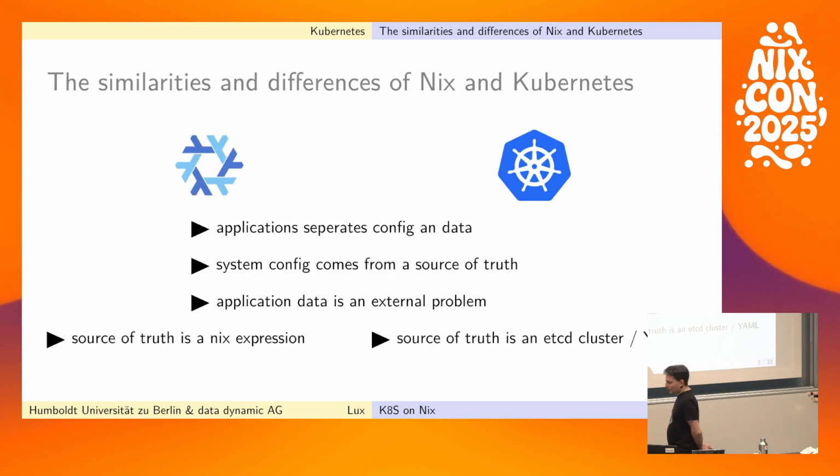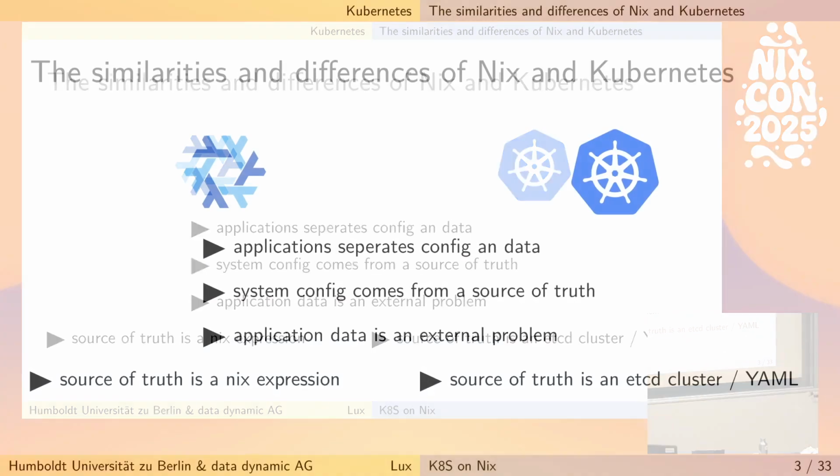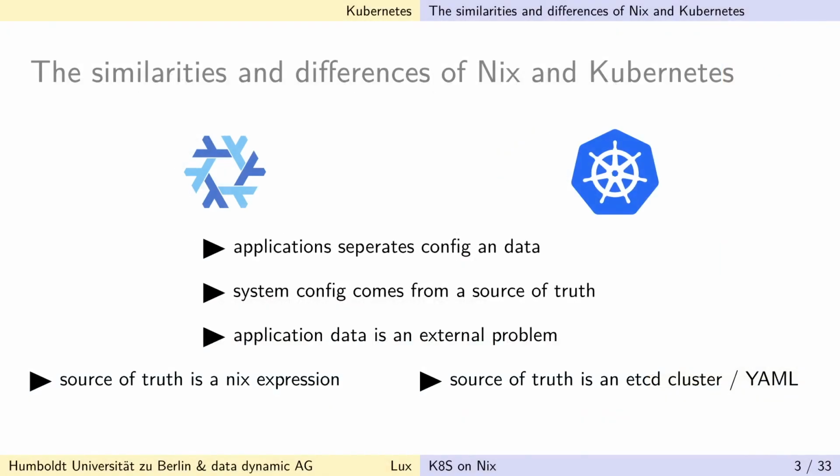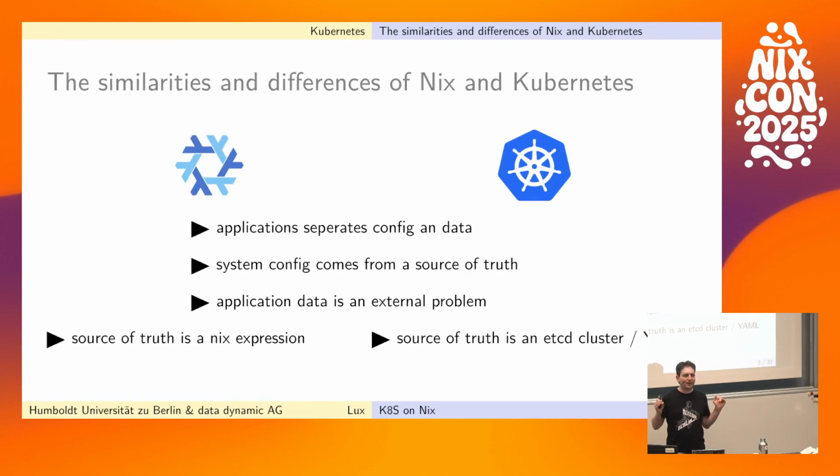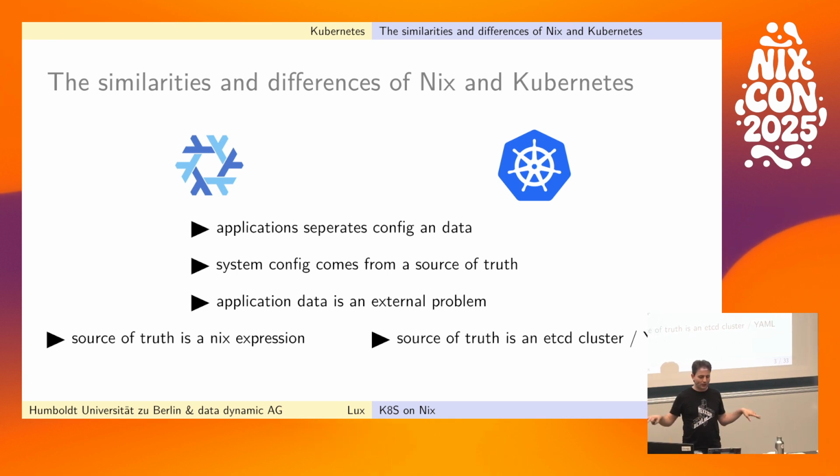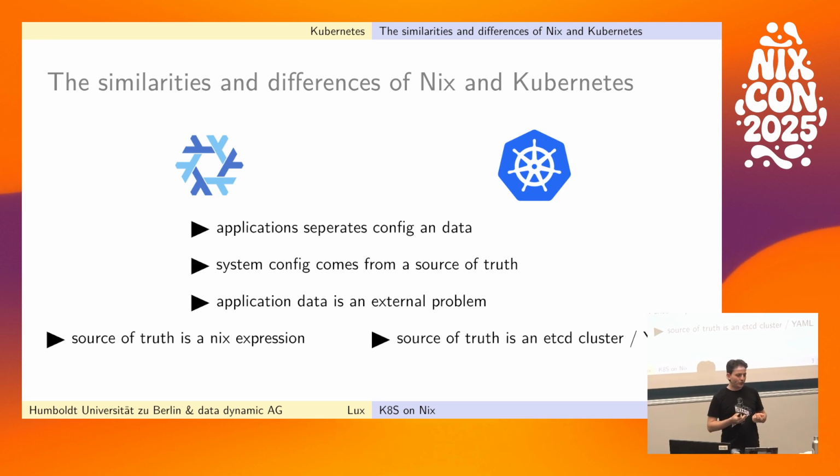So what feels, in a way, very similar between Kubernetes and Nix is that both have a very explicit idea about state. In Nix, we try to have our state mostly derived from our Nix expression. We want to clearly separate our application config, which we have stateless, as we say in Nix, and our data. And Kubernetes does the same, for different reasons. And the system config in both cases comes from a very clearly defined source of truth and is clearly separated from the application data, which is somewhere external. So that feels like an obvious match for me.